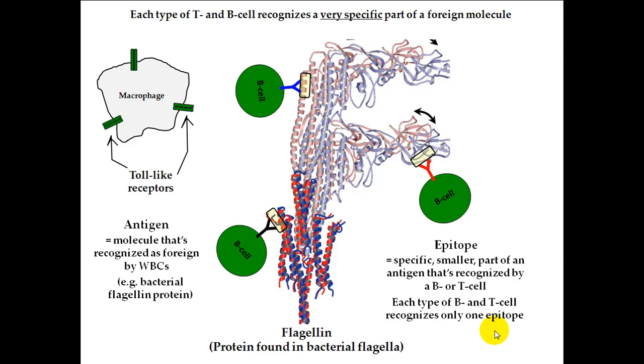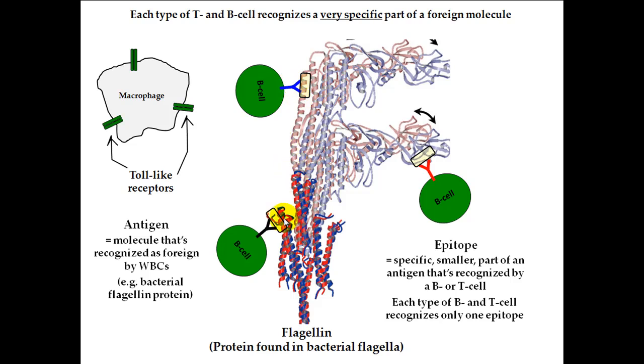Basically, the reason why the different types of B cells and T cells can only recognize certain types of epitopes is because if you take a look at the shape of the B cell receptors, and if you take a look at the shapes of the T cell receptors, they're all slightly different. So here's what we mean.